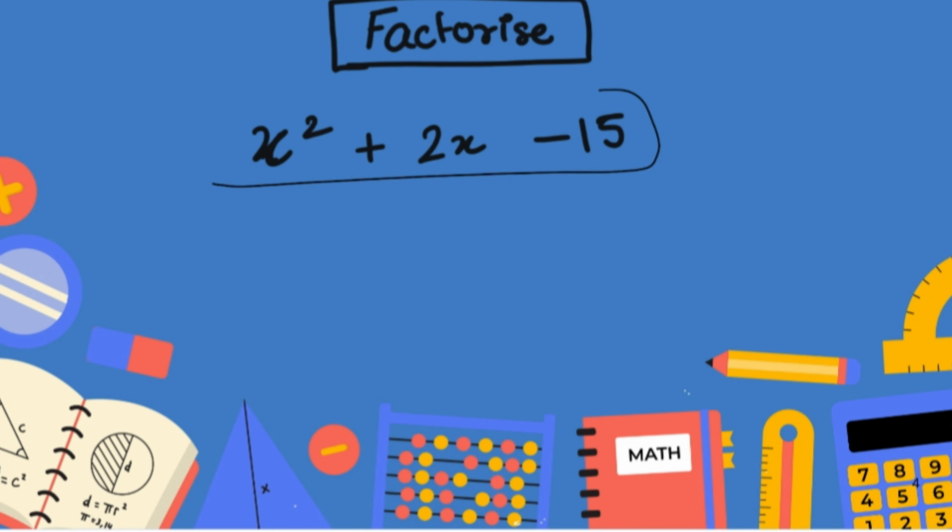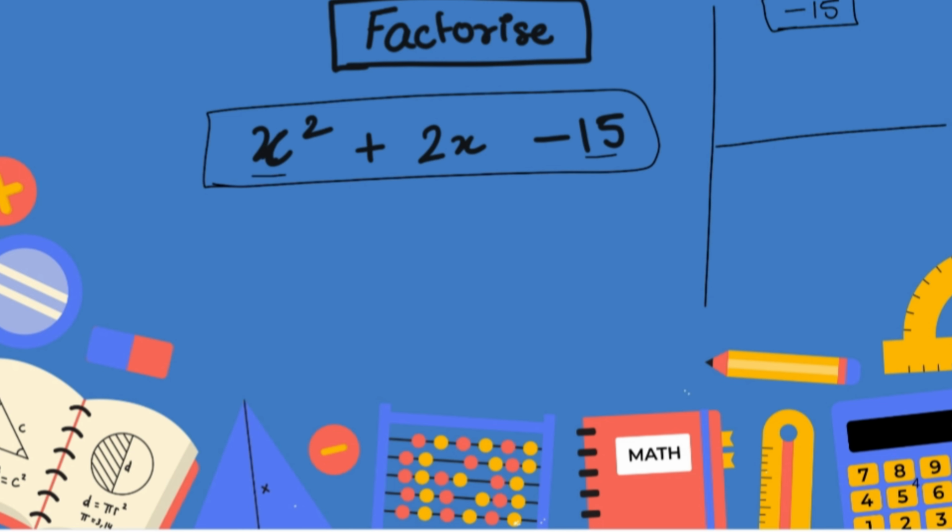Here we have another quadratic equation, that is x squared plus 2x minus 15. So the first step is you have to multiply the first term and the last term. So we get negative 15 as the answer. We have to find the factors of negative 15. So we get 1 into negative 15, negative 3 into 5, or 5 into negative 3, or 15 into negative 1. Okay, once we find all the factors, the second step is we have to break down.